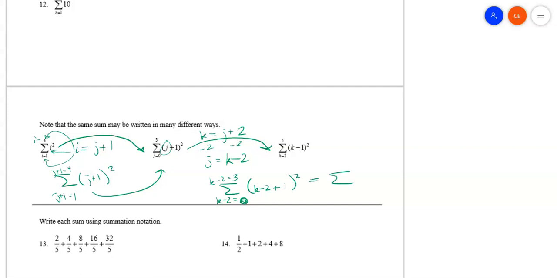We'd want to simplify everything around. Here we can add 2 to both sides, so it's going until 5. Here we add 2 to both sides, so it goes from k equals 2. And then in here, negative 2 plus 1 becomes negative 1. And you'll see that we end up with the same thing there.